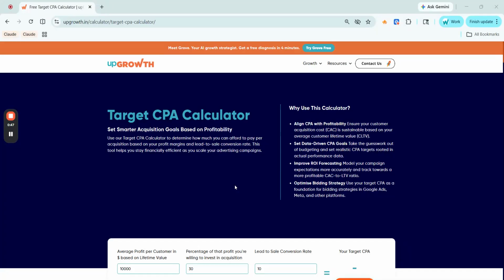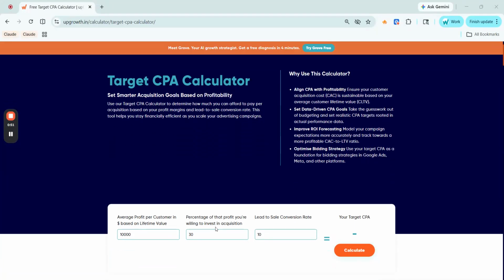But before that, let us walk through one example. So the first input is average profit per customer based on lifetime value. This is the total profit a single customer generates for your business over their entire relationship with you, not just from the first purchase. So I've entered 10,000 there, and percentage of that profit you're willing to invest in acquisition, meaning what share of that customer lifetime profit you are comfortable spending to win them in the first place.